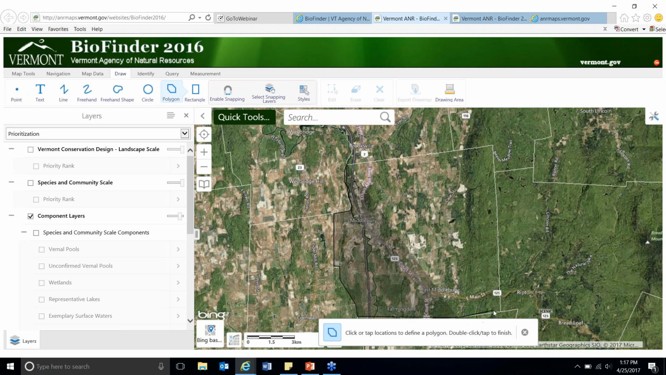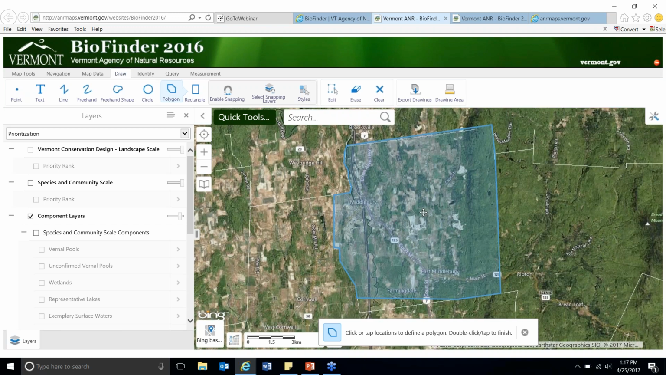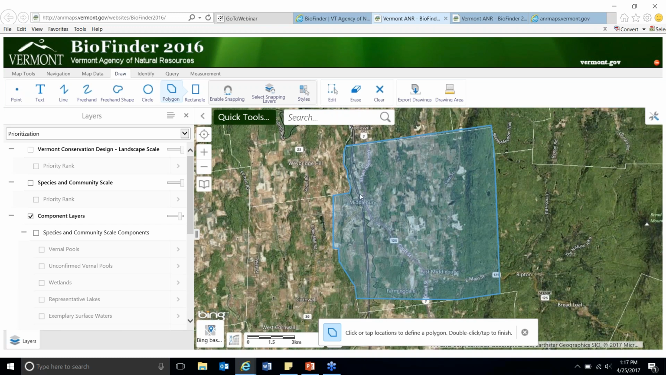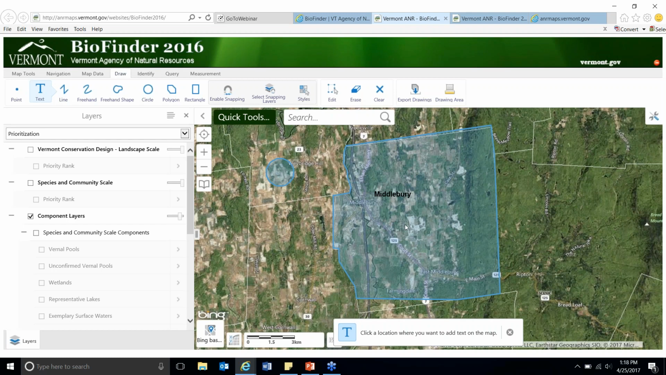I'll show you my common mistake by not zooming out enough, to show that you need to make sure you can see the whole image that you want, because it's hard to move it in the middle. But you can. But my point here is that you can create a drawing, and you can create several drawings. You can highlight a town. You can make a circle. You can add some text. So I can write Middlebury. You can make drawings and mark them up.